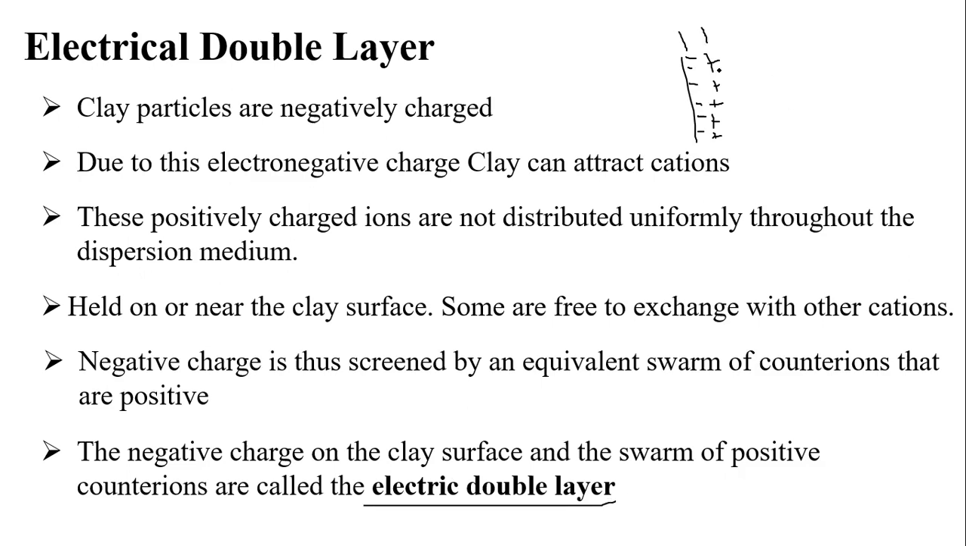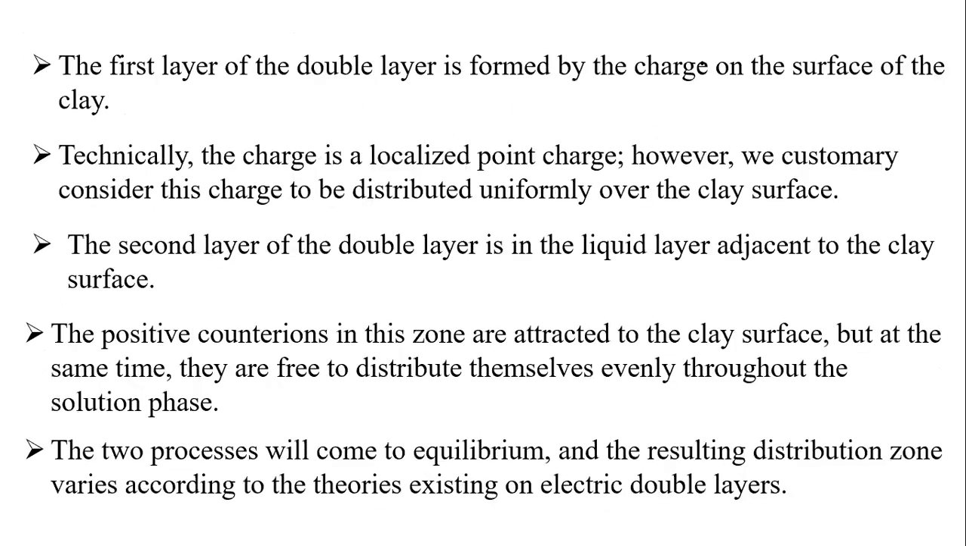Based on this concept, there are many concepts based on this electrical double layer. We will read many concepts: how these negative charges are distributed, and how these positive charges are attracted. All these things we will discuss. Generally, the first layer is a fixed layer, what we call the negative layer. Another one is called the diffusive layer. Like that, we will see all those things.